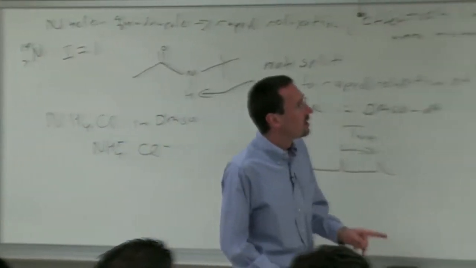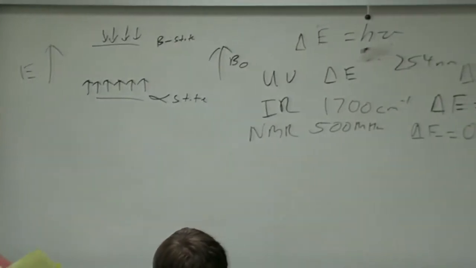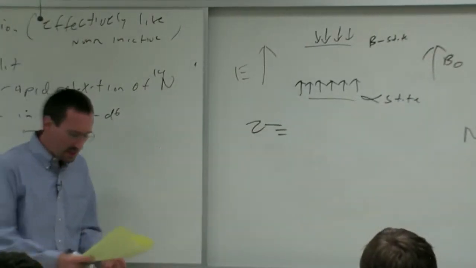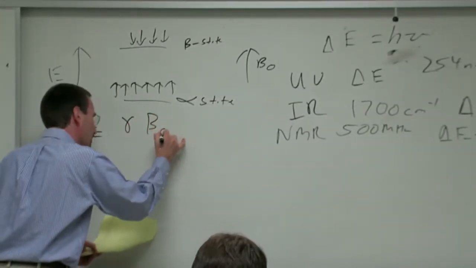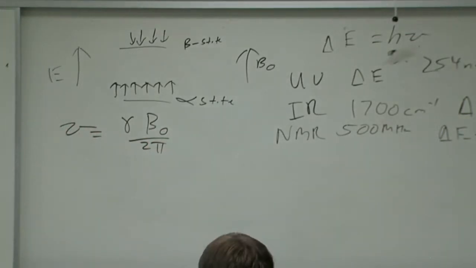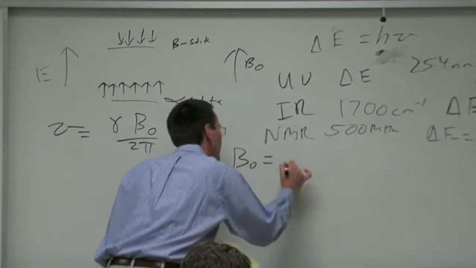All right. So we talked about delta E equals h nu. What's new for a nucleus? Nu is dictated by gamma B naught over 2 pi. Okay, well, so far, so good. I said B naught is the applied magnetic field.